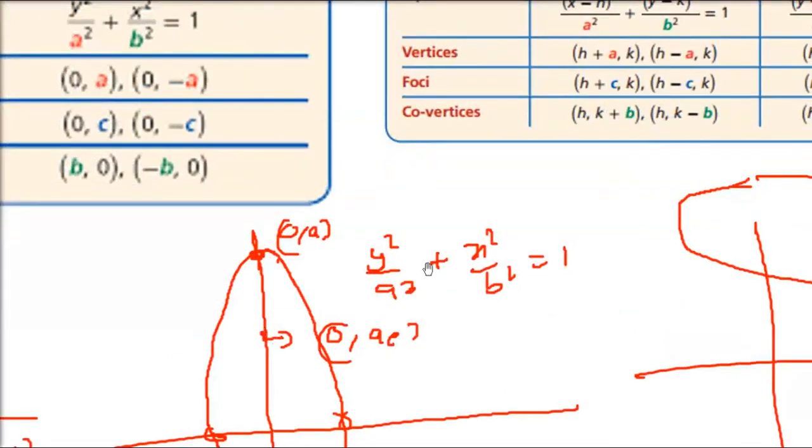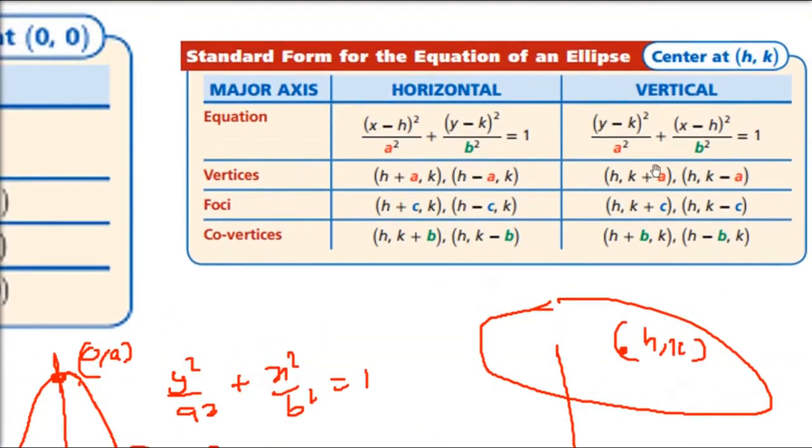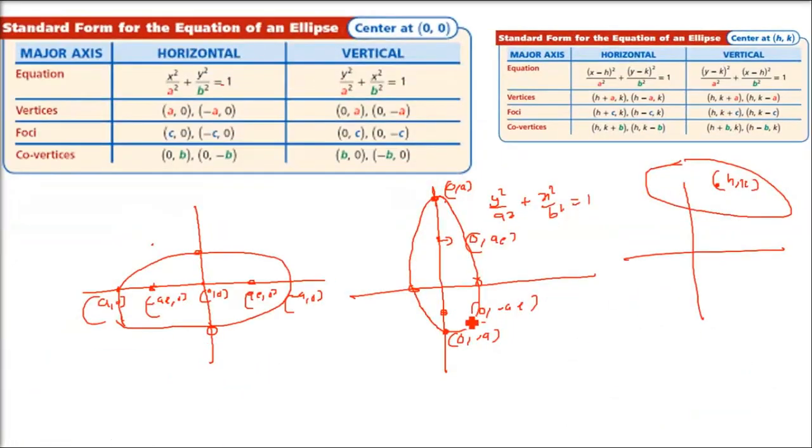On vertical, now the y-axis is the major axis. So everything will be done on k. So k plus a, k minus a, k plus c, k minus c. That is, k plus ae, k minus ae. And the co-vertices are on the opposite axis. So whatever you do at h, you will do at k. Whatever you do at k, you will do at h.